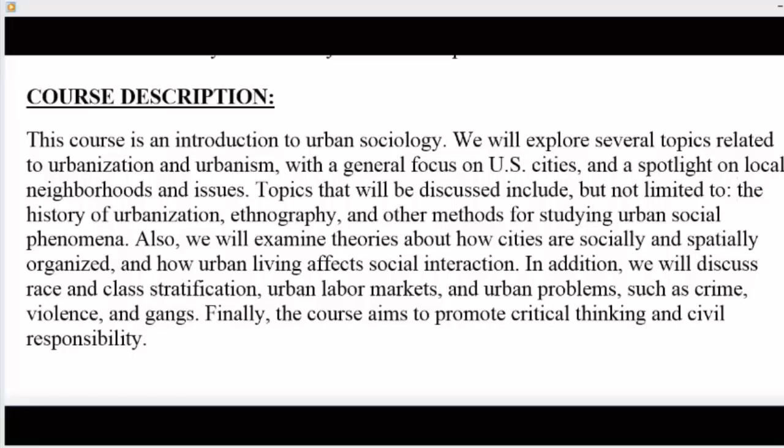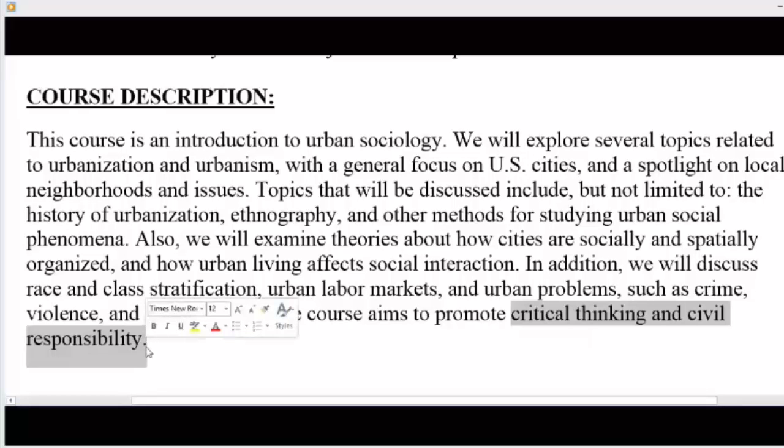urban social phenomena. Also, we will examine theories about how cities are socially and spatially organized and how urban living affects social interaction. In addition, we will discuss race and class stratification, urban labor markets, and urban problems such as crime, violence, and gangs. Finally, the course aims to promote critical thinking and civil responsibility.